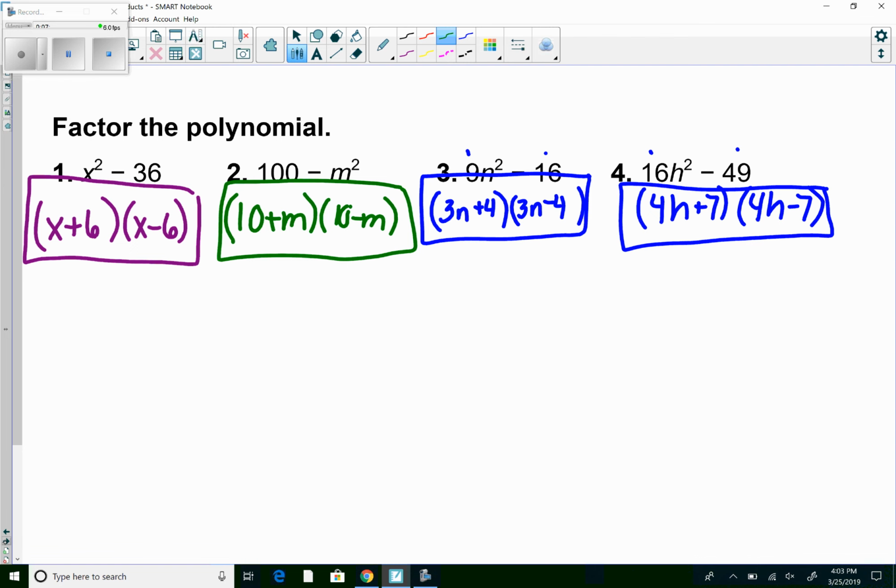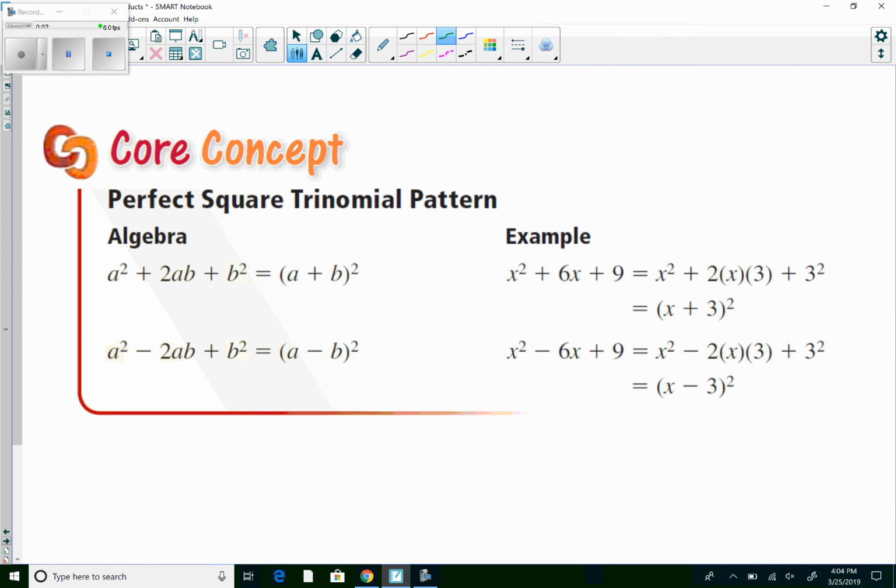So I think what I'm going to do is I'm going to do this core concept. I'm going to do example A, B, have you do 9, 10, and 11 on your own, and then I'm going to be done with this video just to kind of shorten things up a little bit.